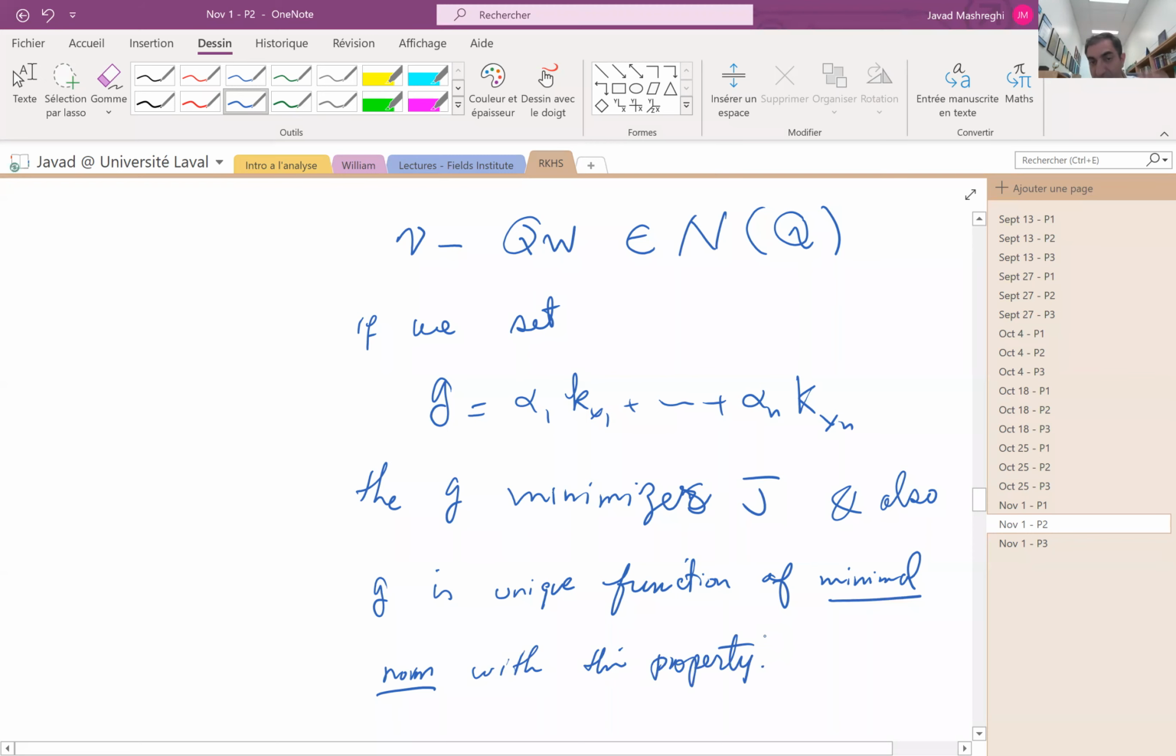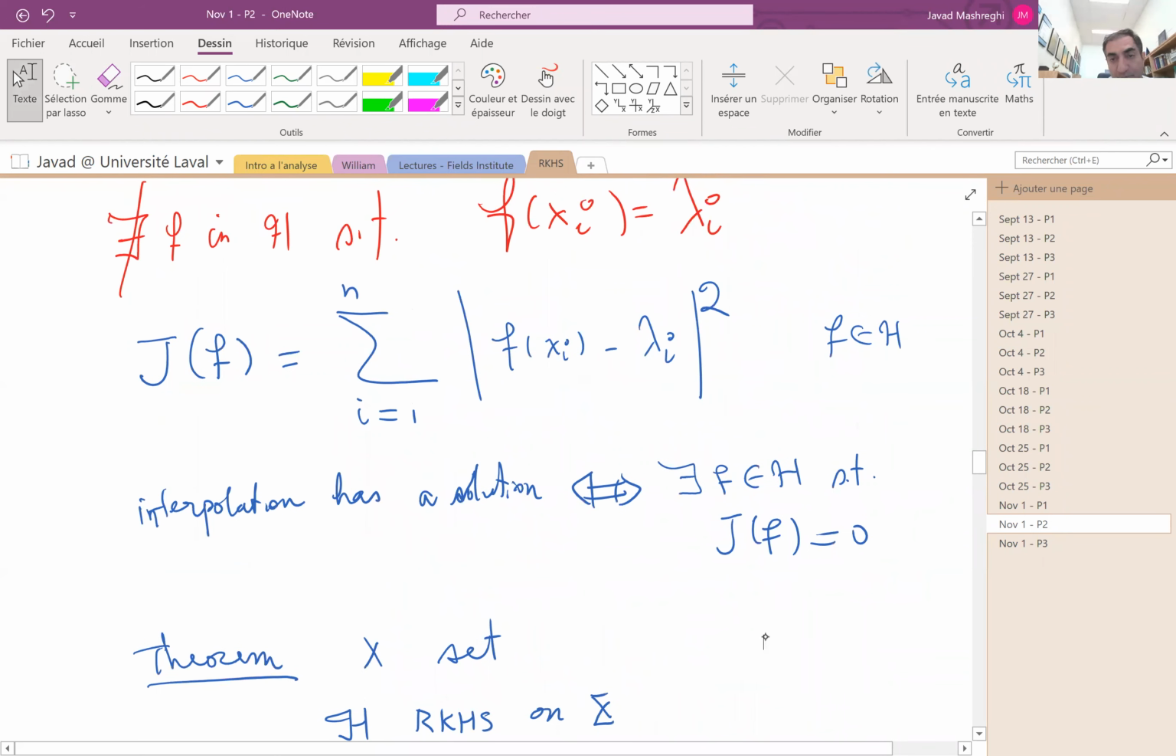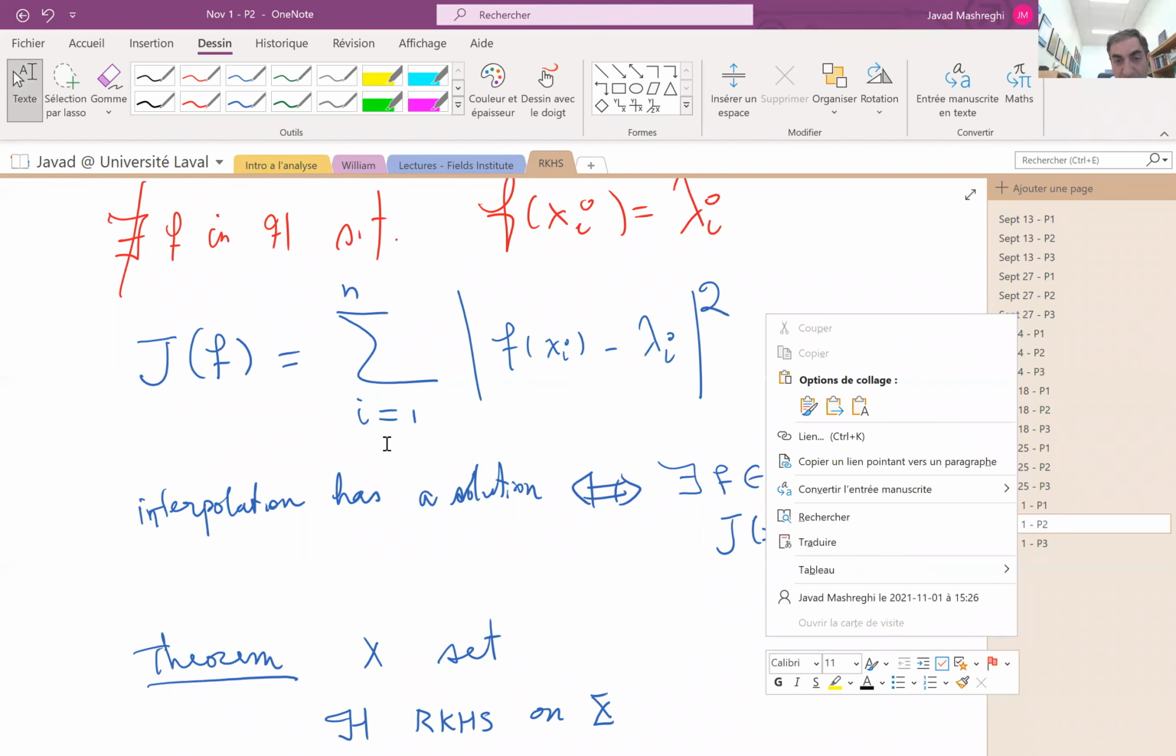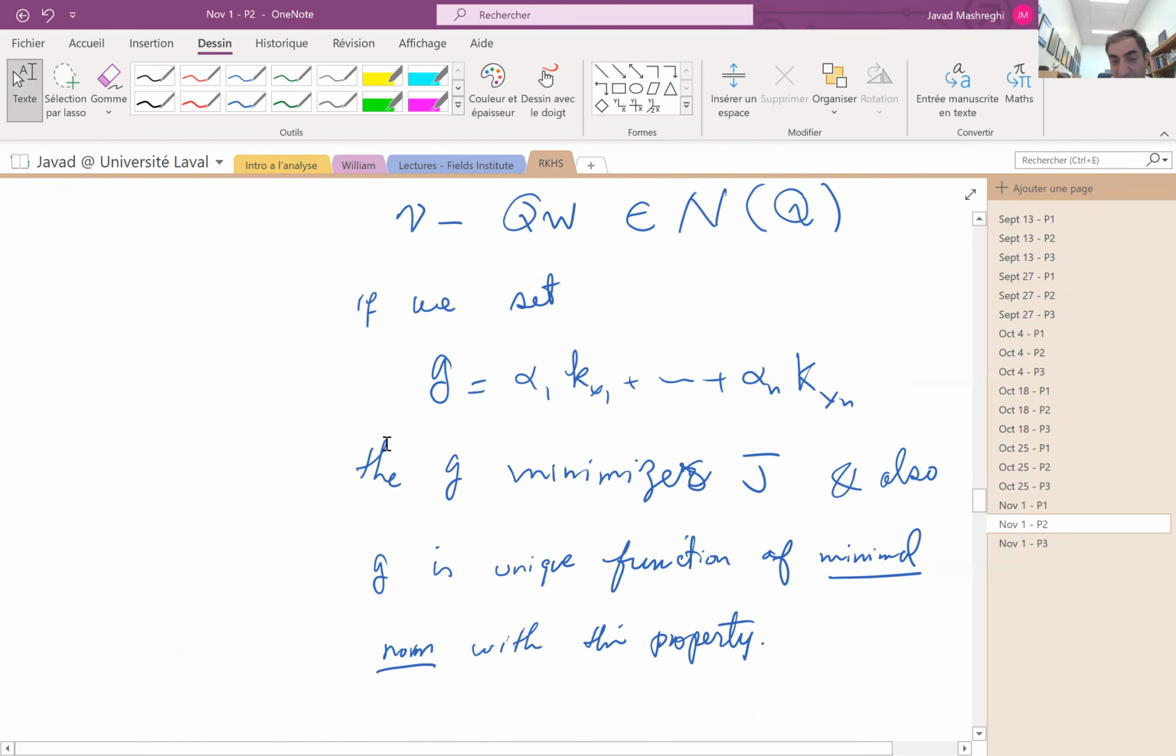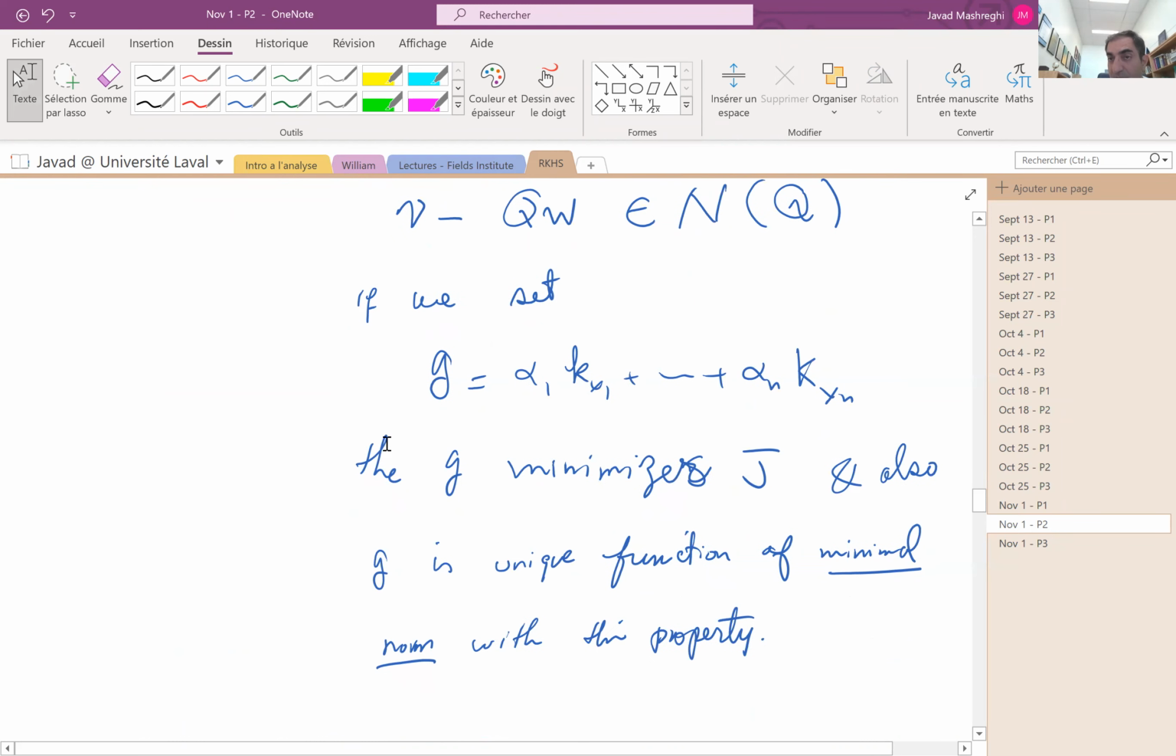Again, attention to the uniqueness. I presented the function g, which is a solution, which minimizes J, the quantity J which was defined here. But I don't say the solution is unique. Generally, there are other g's which minimize too. However, if we are looking for a function of minimal norm, then it is unique and it's given by the formula which is mentioned here. You see the importance of minimal norm again.